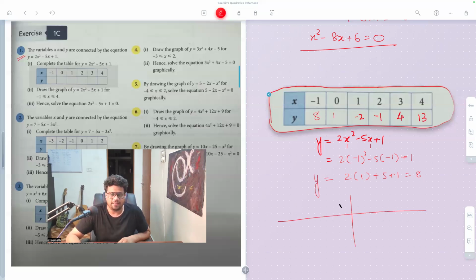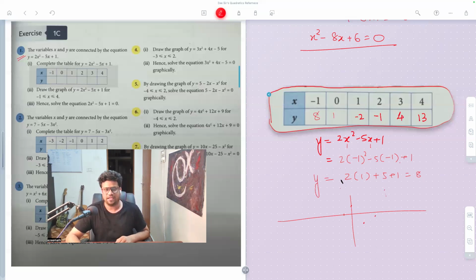So let's take one hypothetical coordinate system. Let's look at a point -1, 8. So -1 would be on the negative x-axis and 8 would be somewhere up there. Okay, at 0, it'll be 1. At 1, it'll be -2. At 2, it'll be -1. At 3, it'll be 4 somewhere there. At 4, it'll be 13.